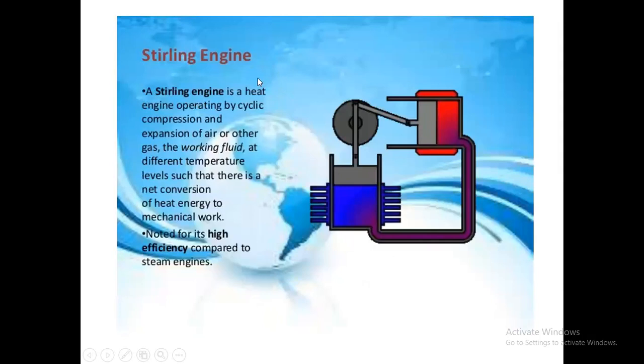Now, a Stirling engine is a heat engine operating by cyclic compression and expansion of air or other gas, the working fluid, at different temperature levels such that there is a net conversion of heat energy to mechanical work, noted for its high efficiency compared to steam engines.